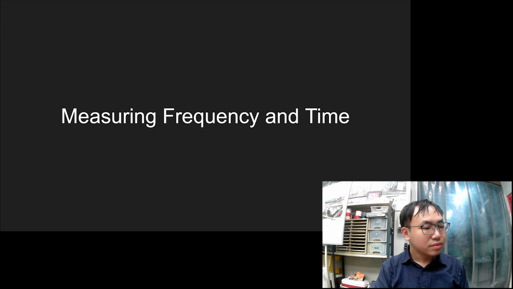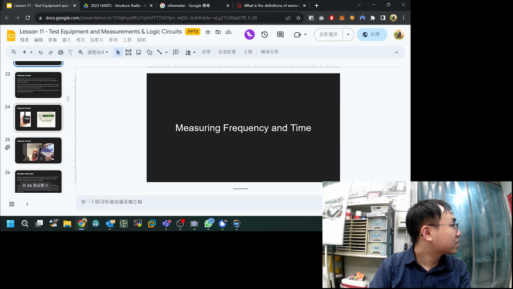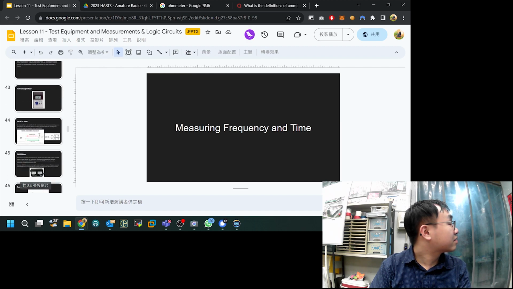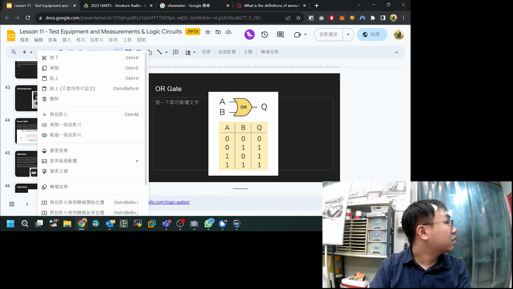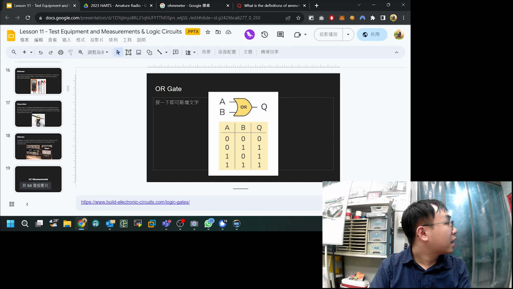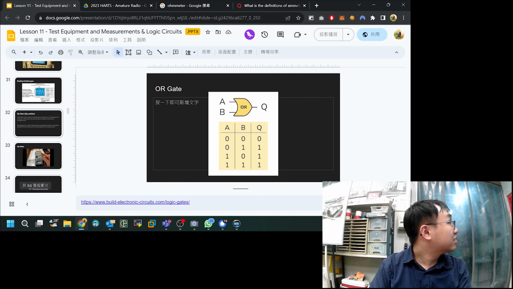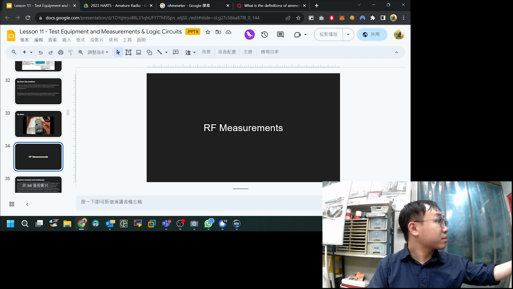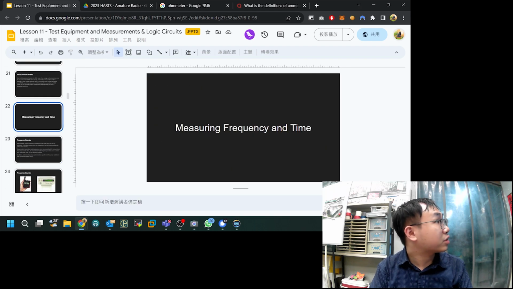Let me see how much time we still have. I will talk until RF measurement before we have a break. I may need about 15 more minutes before we take a break.